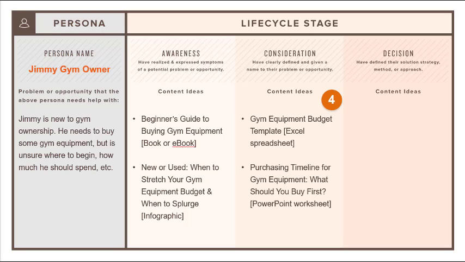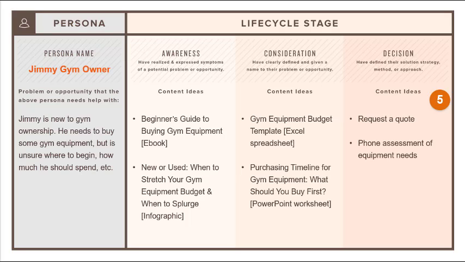Maybe they are past that stage, so they know what they want, but they need to put it into a more defensible format. So in that case, you might provide an Excel spreadsheet that has, if you were selling gym equipment, a breakdown of the gym equipment that you sell, its pricing, how much it costs on a payment scale, things like that. And you might also include a worksheet about what's most important to buy first.